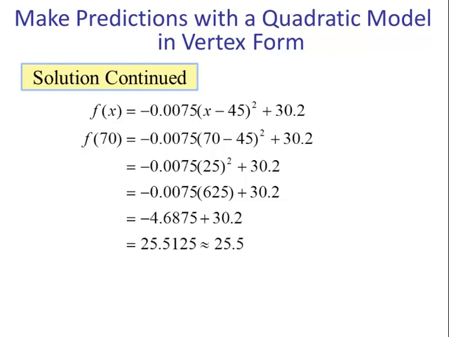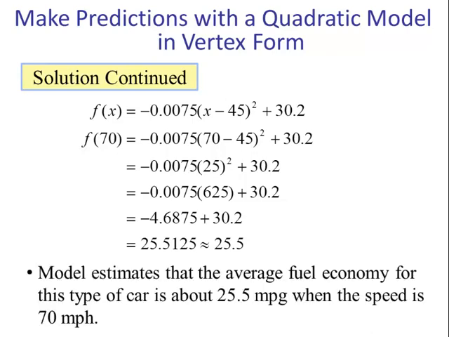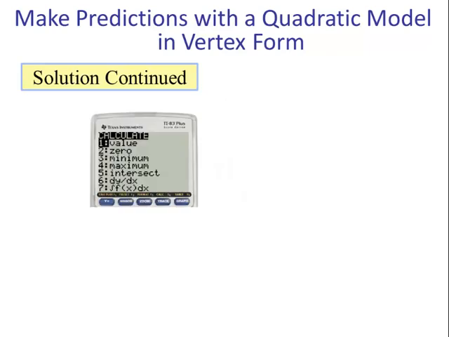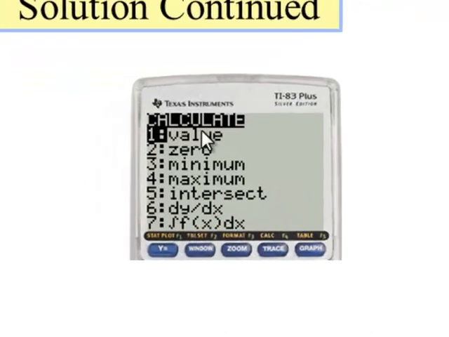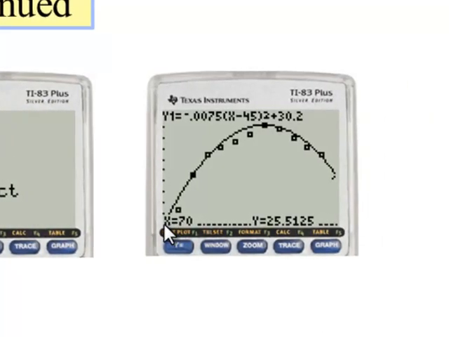So in terms of this problem, we would say the model estimates that the average fuel economy for this type of car is about 25.5 miles per gallon when the speed is 70 miles per hour. Another way we could have computed this value is hitting second and trace, which is calculate. Select number 1, value. It asks x equals, we type in 70, and we see the output for y is about 25.5.